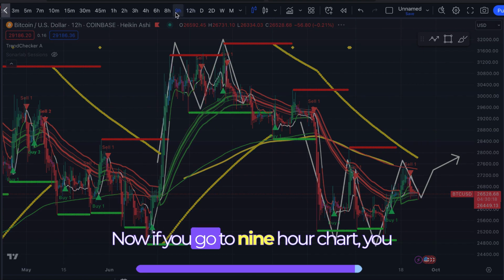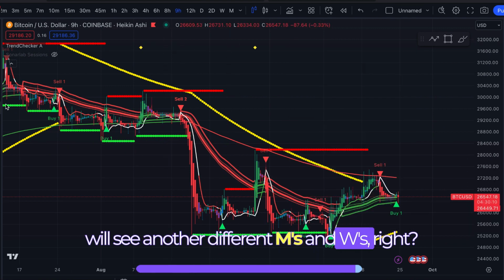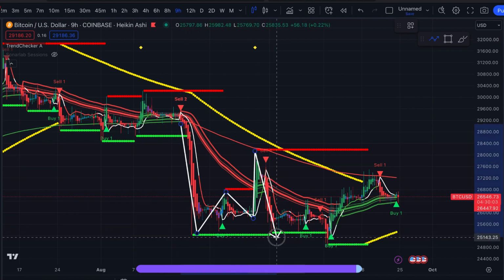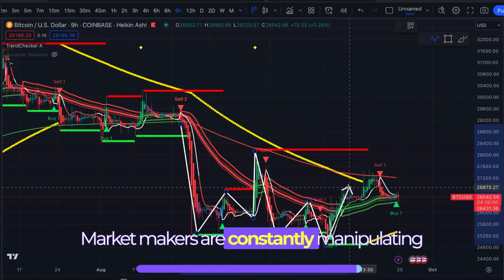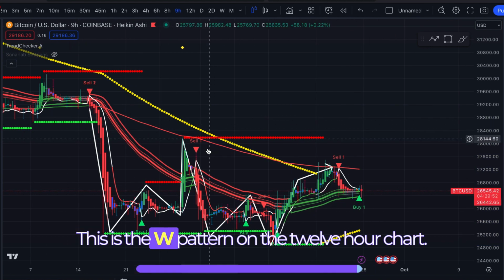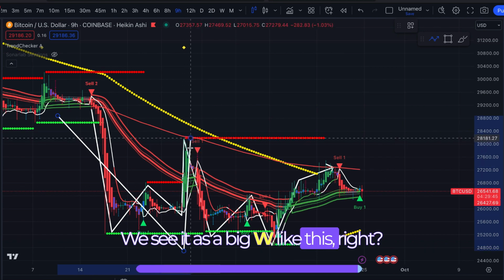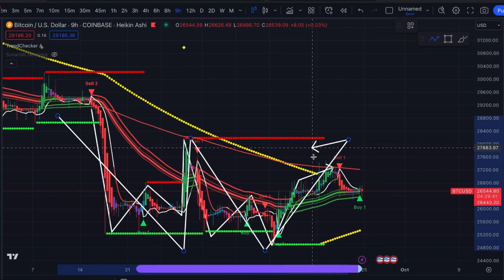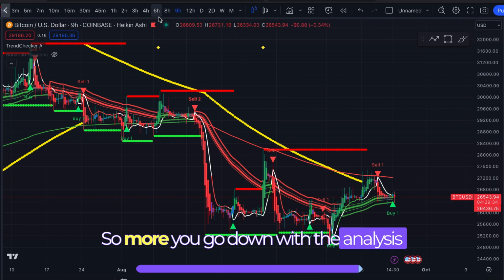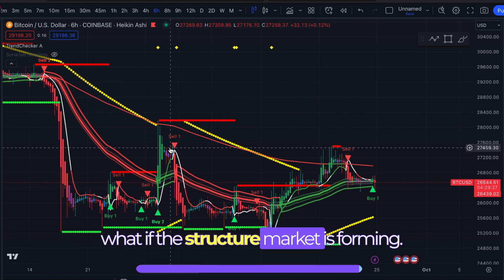Now if you go to the 9-hour chart, you will see other different M's and W's, right? There are multiple M's and W's in the market. Market makers are constantly manipulating the market for their movement. This is the W pattern on the 12-hour chart. We see it as a big W like this, right? So the more you go down with the analysis on different time frames, you will understand what the current trend is and what structure the market is forming.